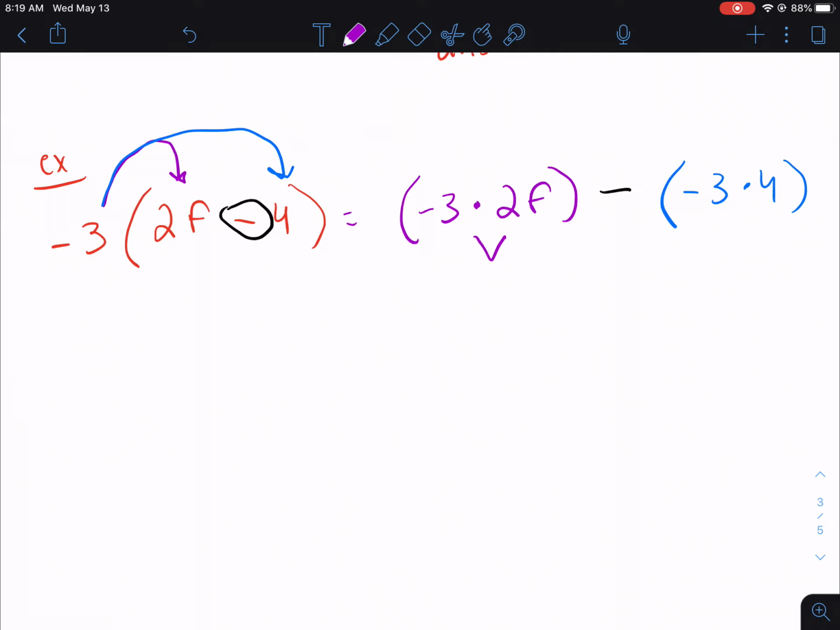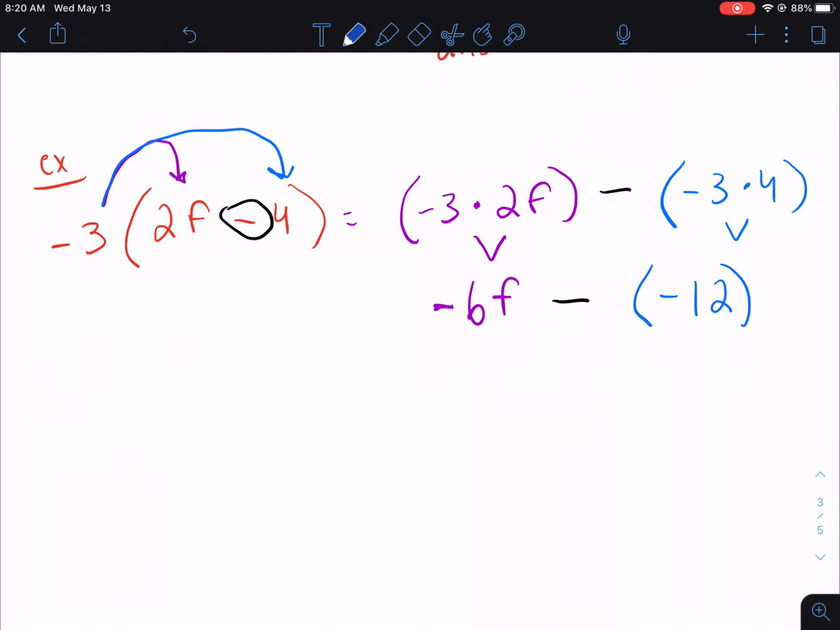Here, multiply the numbers. Van a multiplicar los números solamente. Only multiply the numbers. Negative 3 times 2. Negativo 3 por 2. That is negative times positive is negative. Negativo por positivo is negativo. 3 times 2 is 6. And then f. 6f. Minus, menos. Negative 3 times positive 4 is negative 12.